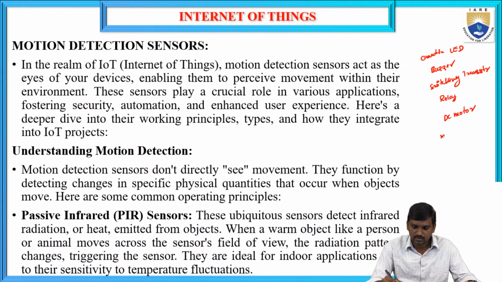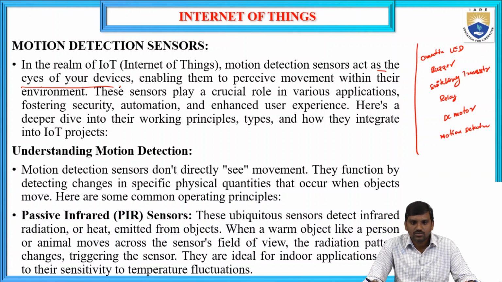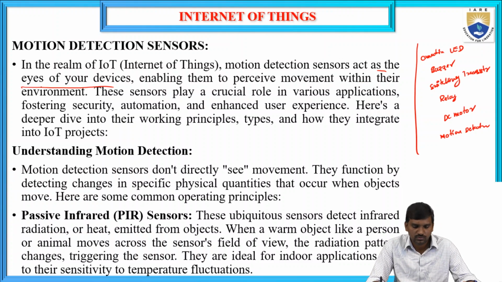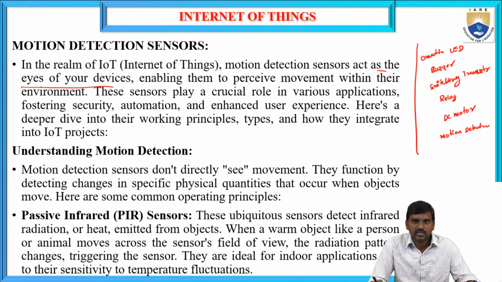So here, next one, motion detection sensor. These are some controlling hardware parts. In the realm of IoT, Internet of Things, the motion detector sensor can act as the eyes of your devices, enabling them to perceive movement within their environments. These sensors play a crucial role in various applications based on forestry, security, automation, and enhanced user experience. Here is a deeper dive into their working principles, types, and how they integrate into IoT projects.